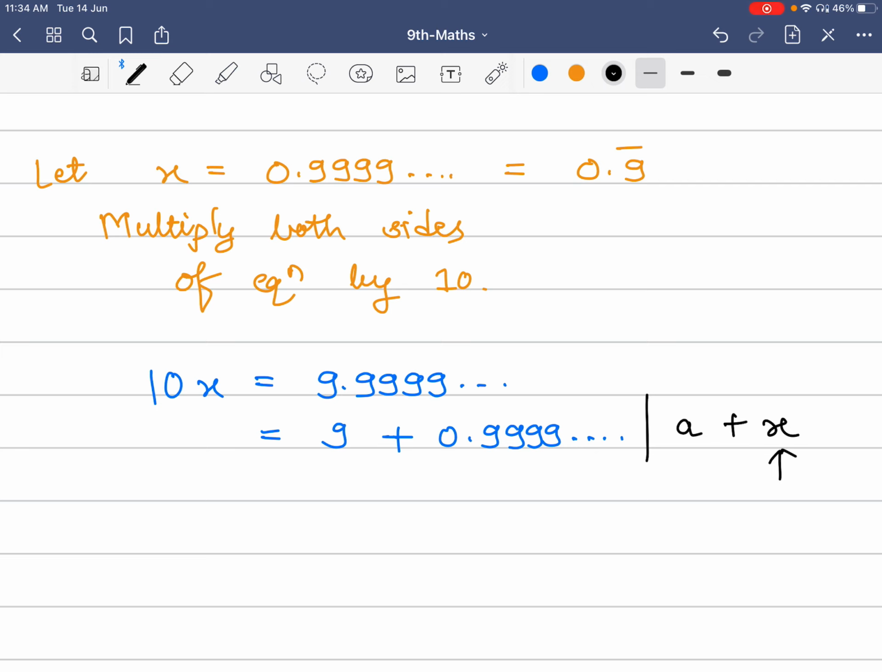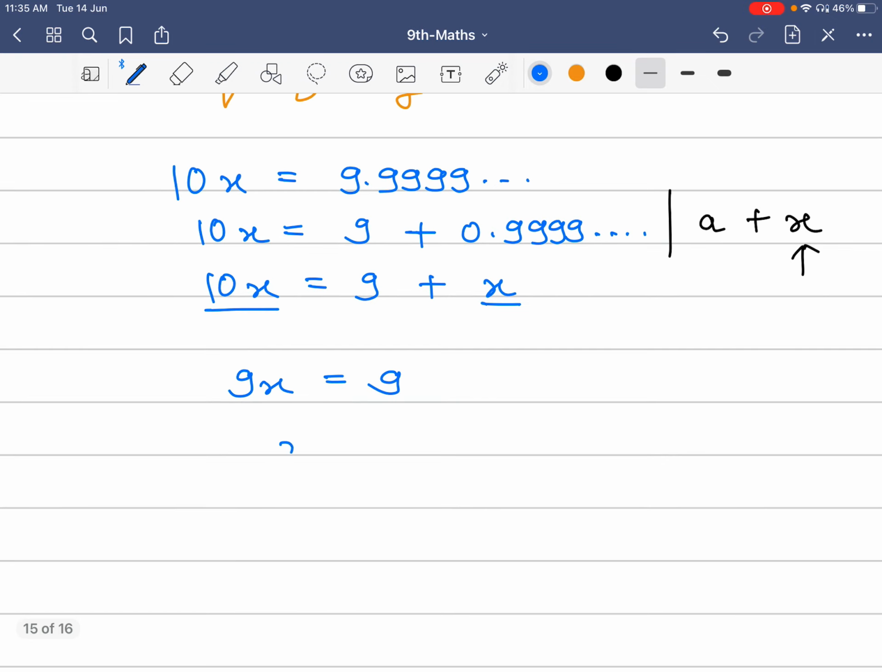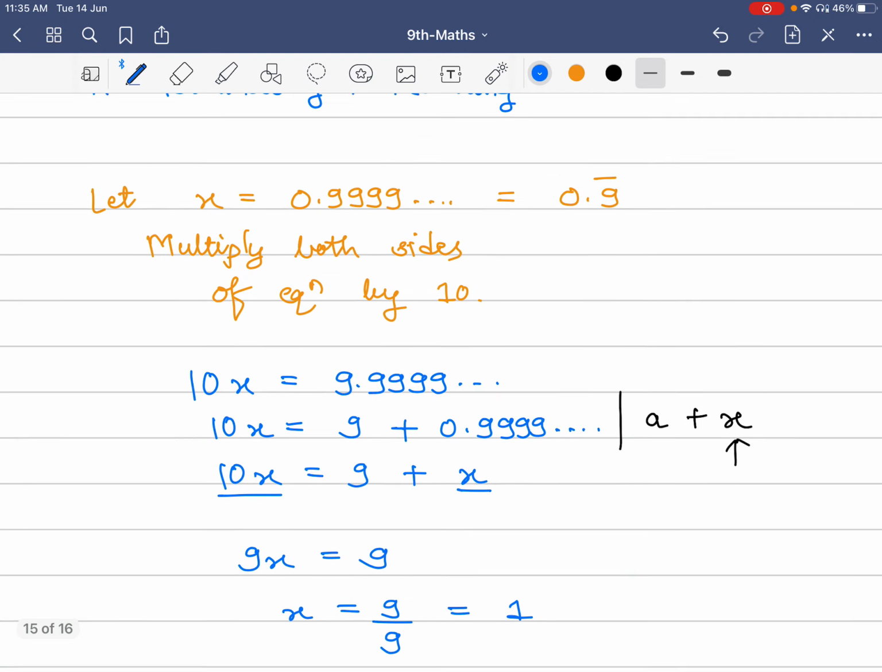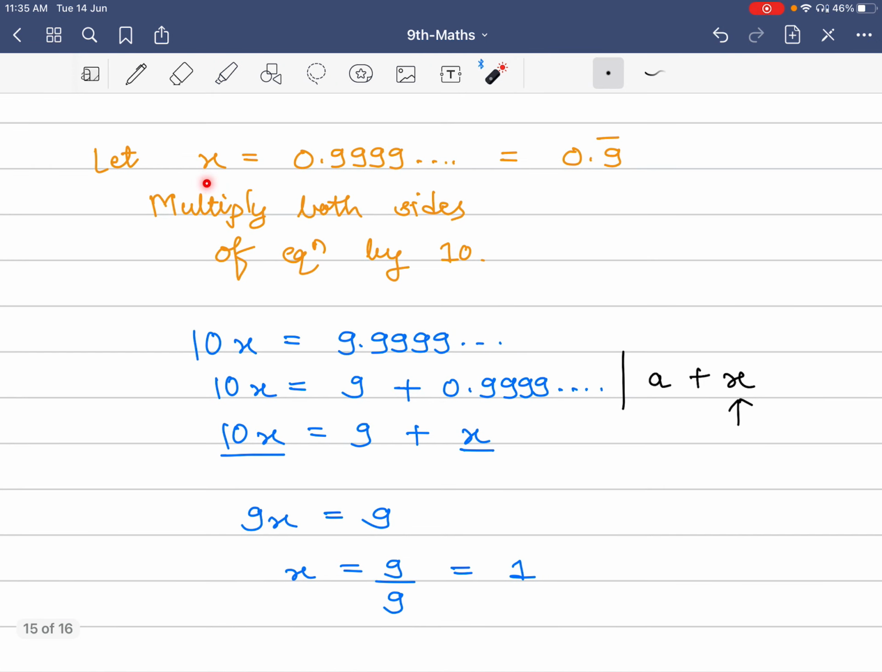Now if this is x, then we just substitute the value of x. So 10x is equal to 9 plus x. And now we are going to rearrange. We take x to one side of the equation, so that's 9x equal to 9, and thus we get x equal to 9 by 9, which is equal to 1. So we have got x equal to 1, but what is x? x is equal to 0.99999, and x is equal to 1.